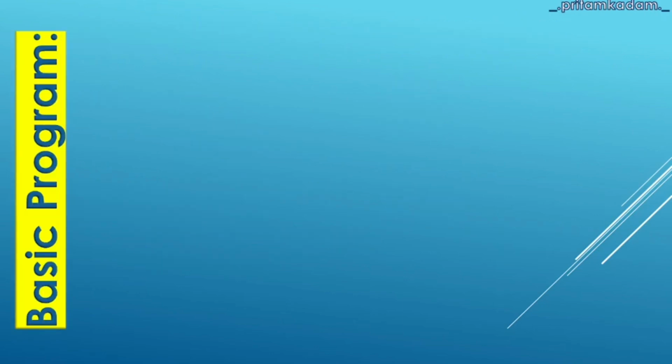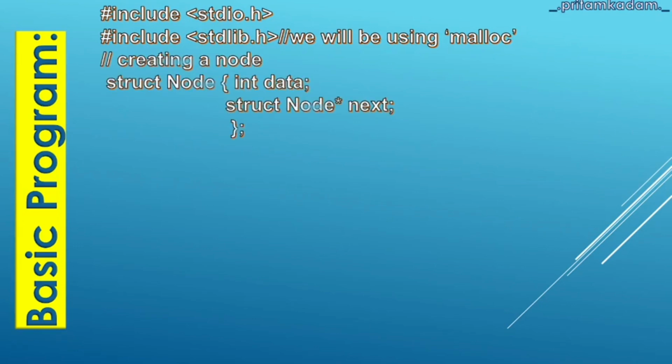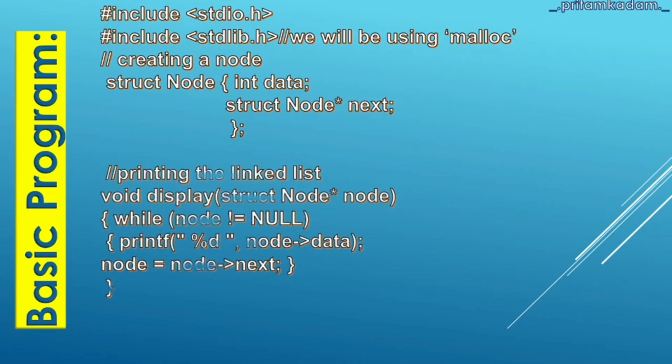Now let us go to the basic program. First of all, we will write the header files hash include stdio.h and hash include stdlib.h, because we will be using the malloc function, and I have already made a video on malloc and calloc, which are used to dynamically allocate memory. So first of all, creating a node, that is struct node with int data and struct node star next. This is a structure pointer. Now printing the linked list, void display struct node star node, while node is not equal to null, printf %d node data, and then node equals node next.